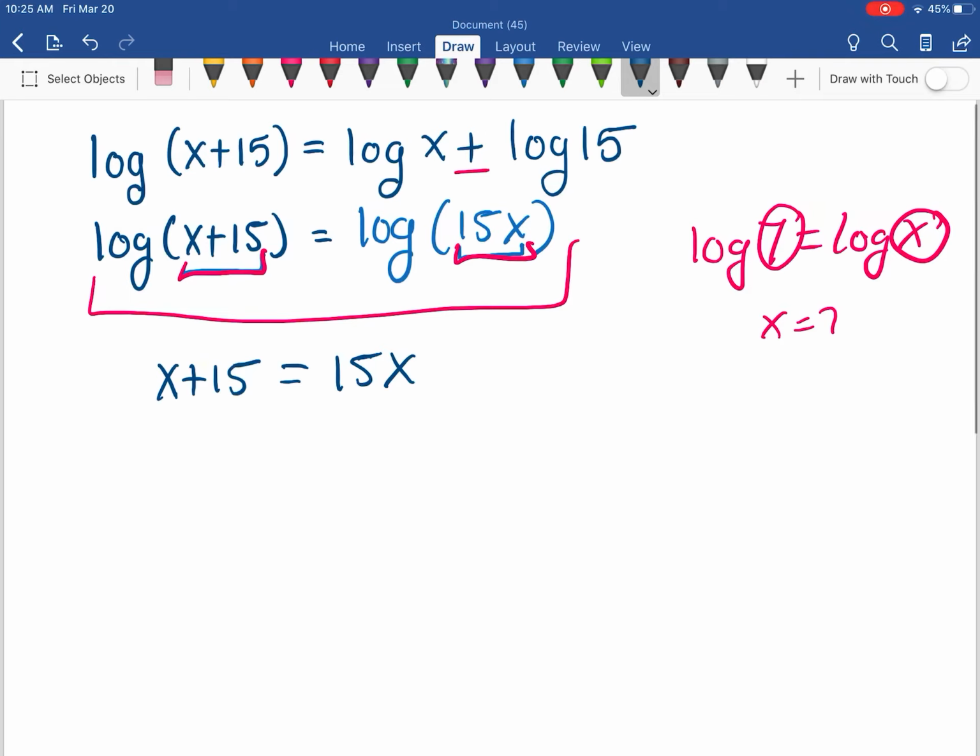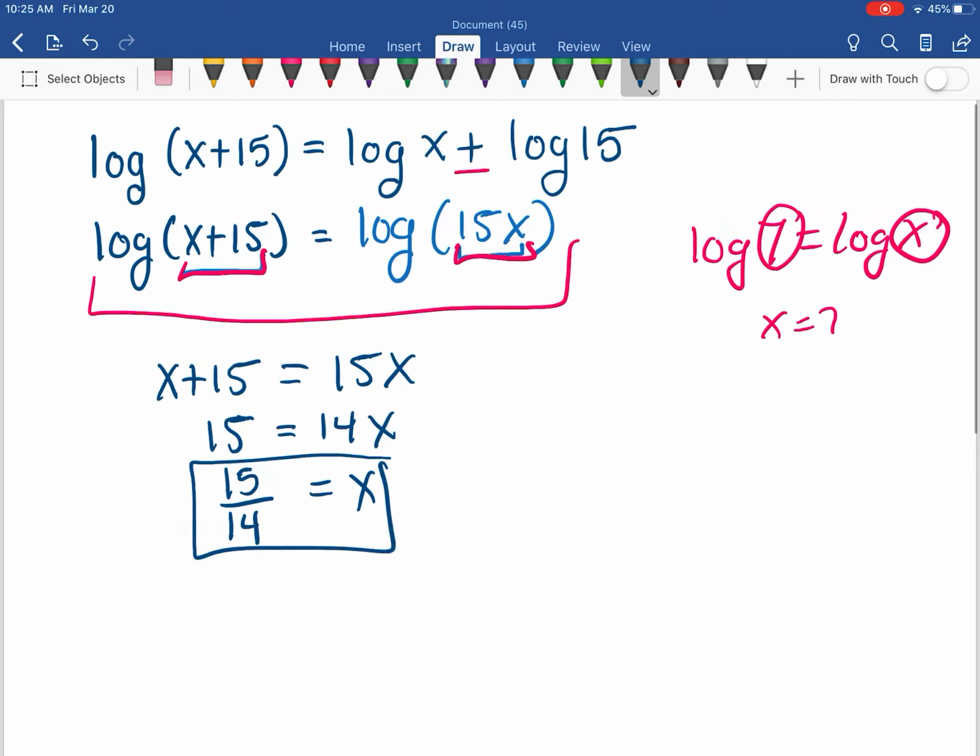So I'm going to subtract x from both sides. And then I can divide by 14. And my answer will be 15 over 14. And then if I want to give it a decimal approximation, this would be the exact value.